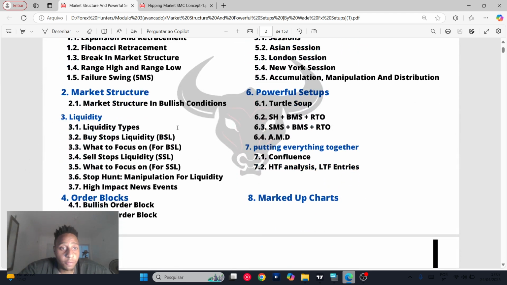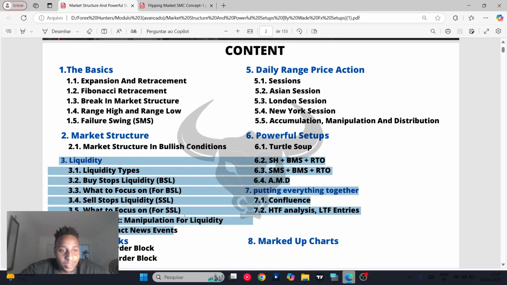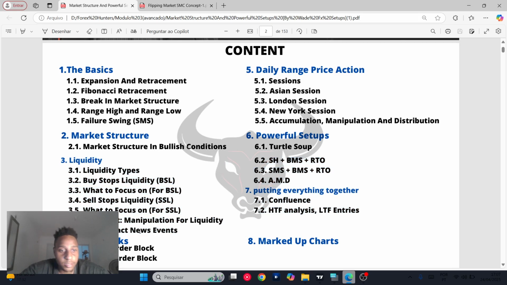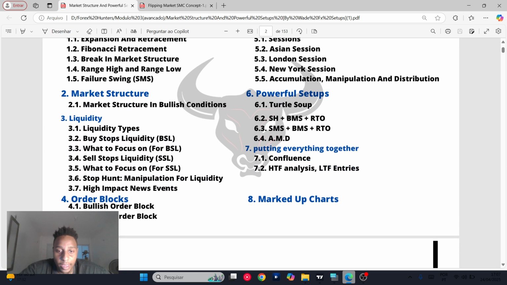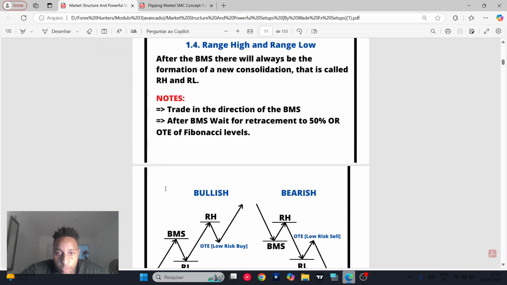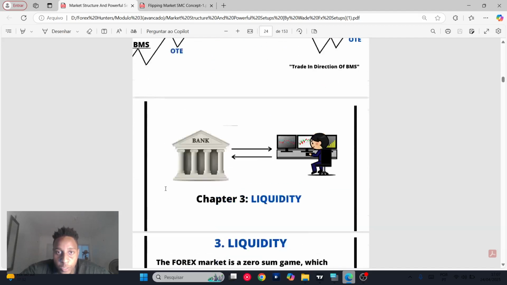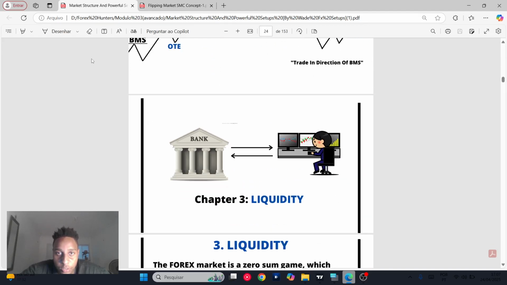So first of all, we are going to learn about liquidity: what types of liquidity exist, and how to adapt the liquidity to our concepts. So let me go to the liquidity page right now. So here is our liquidity page.